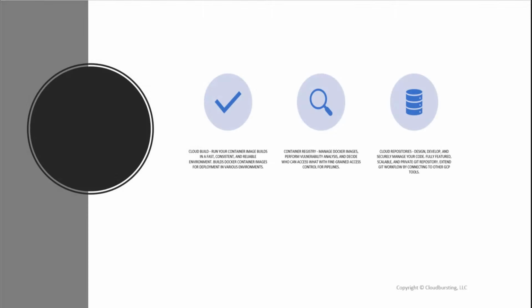Now, when it comes to Cloud Build, for example, Cloud Build is essentially going to run your container images in a fast, consistent, and reliable manner. It's going to take your containers, which are going to be Docker-based images, and deploy them in whatever environments that you set up and automate.